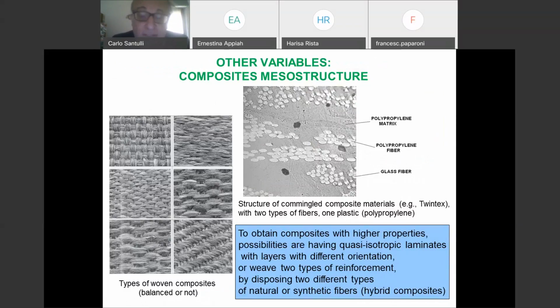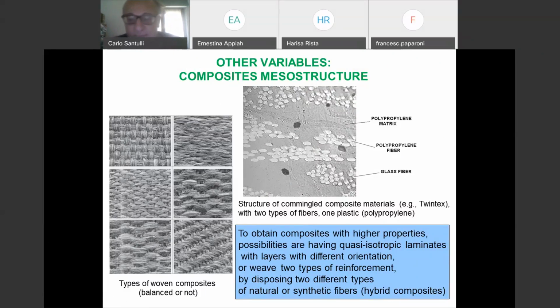There are other variables, the so-called mesostructure. The mesostructure is what is in between the macrostructure, the structure of the whole composite, and the microstructure, which is the structure at the level of a single fiber adhering to the matrix.